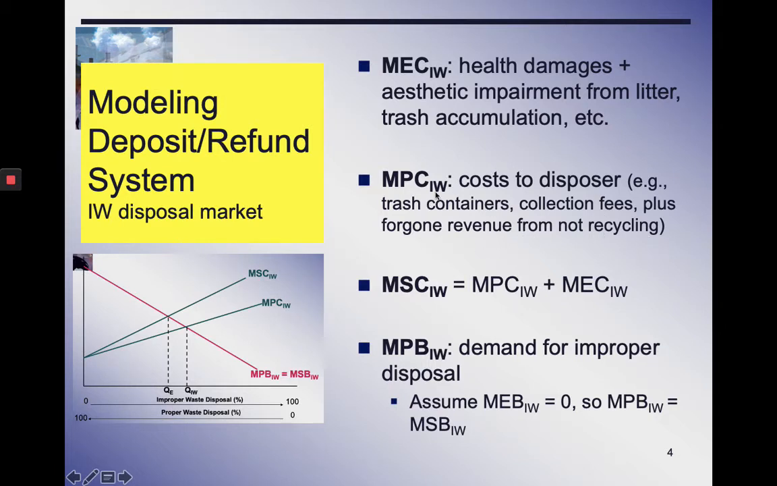So these are part of improper waste private cost, marginal private cost. And to add to that, we have the marginal external cost of improper waste. Of course, it can lead to health damage. Aesthetic impairment from litter. What is aesthetic impairment? Impairment means damage. Aesthetic means damage to your eyes. It's not something pleasant. You have a very bad smell from improper waste.